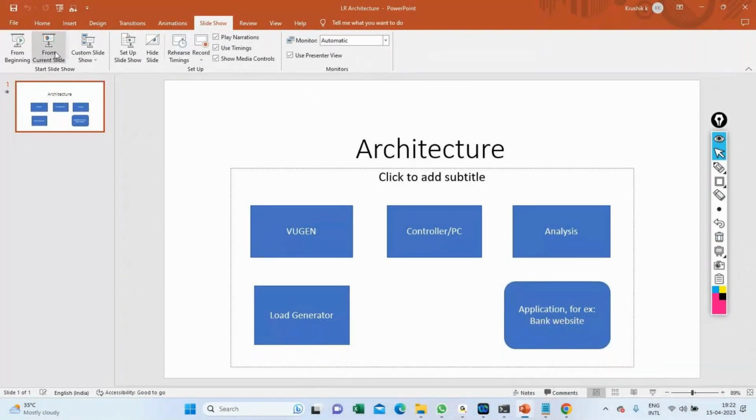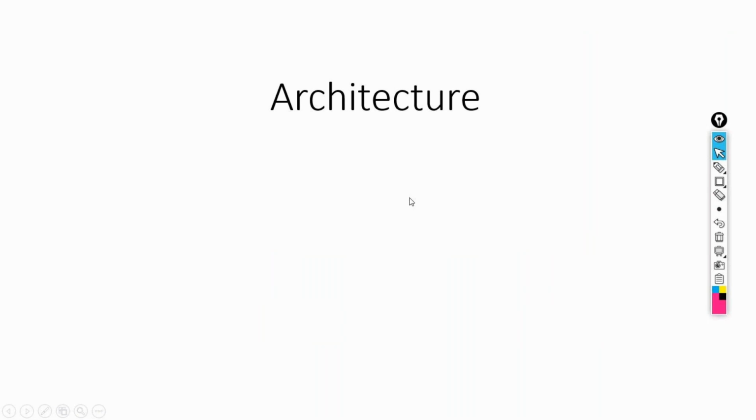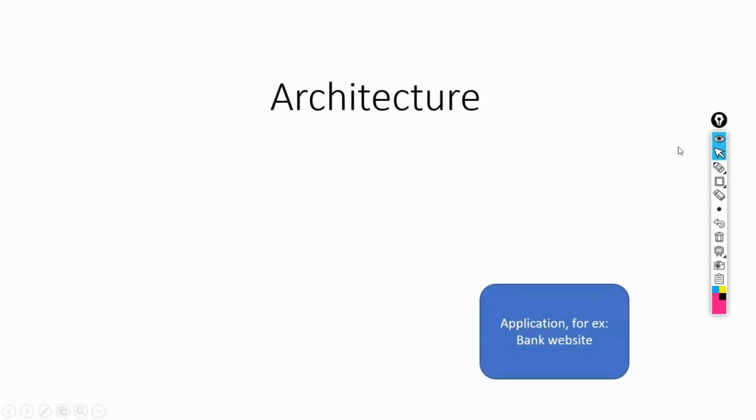Okay, so this LoadRunner architecture, we will derive the architecture by discussing some questions first. So let's say you have a banking application, or any application, in fact. If you want to test this application with 500 users, I'm giving you a task to test the banking application with 500 users.